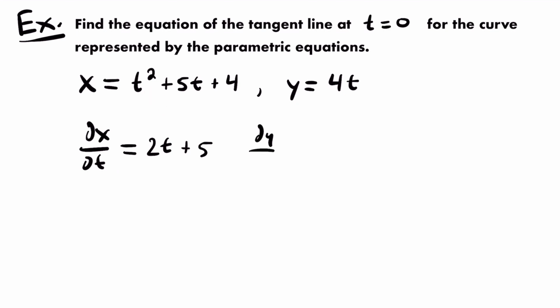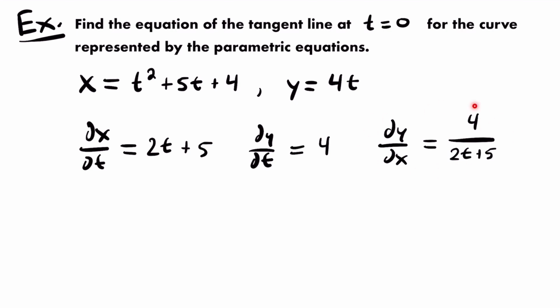Now let's find dy/dt, that is the derivative of y with respect to t. In this case, we just have 4t, and the derivative of t to the first power is just going to be equal to the coefficient. So dy/dt is just going to be equal to 4. All right, so dy/dx, the parametric derivative, will be equal to dy/dt divided by dx/dt. So we're going to have 4, that's dy/dt, and that will be divided by 2t plus 5, which is dx/dt.